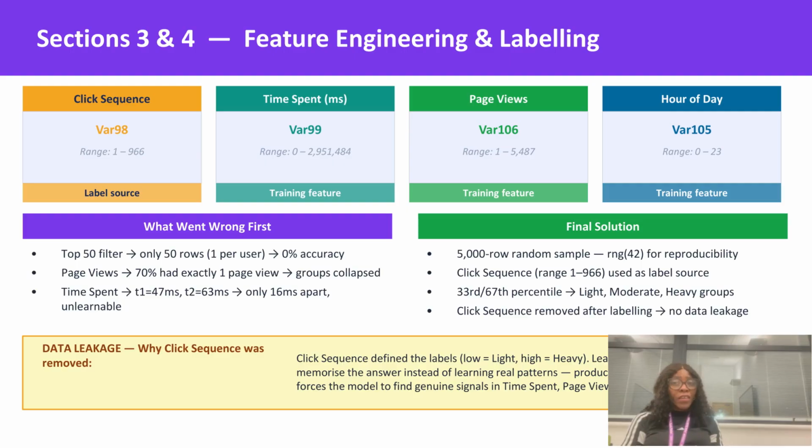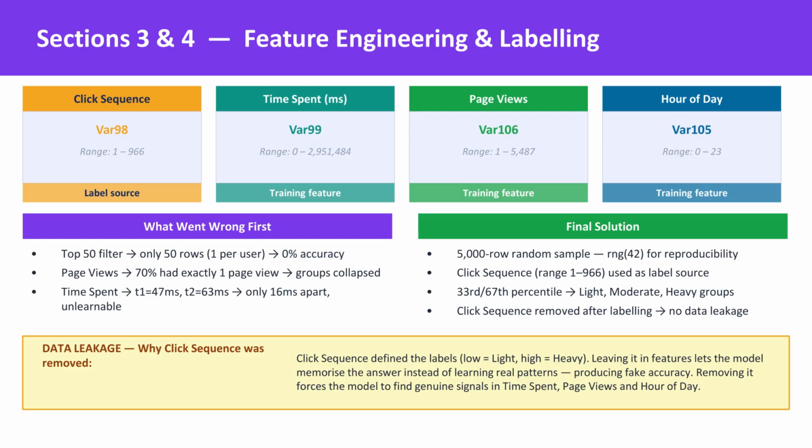The dataset was already aggregated, one row per user, which meant identifying individual users was impossible. The discovery forced the entire group to redesign our approach. 4 key features were extracted in this work: time spent, pages viewed, hour of the day, and click sequence. Click sequence was used to create groups called light, moderate, or heavy browsers.